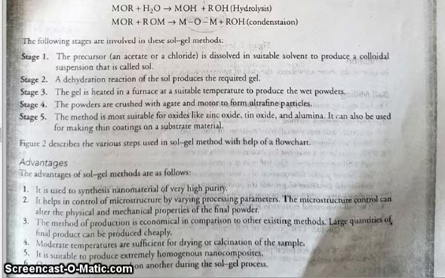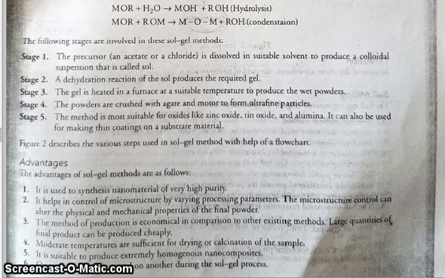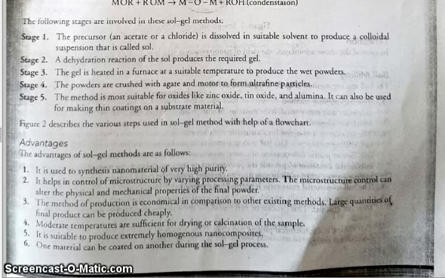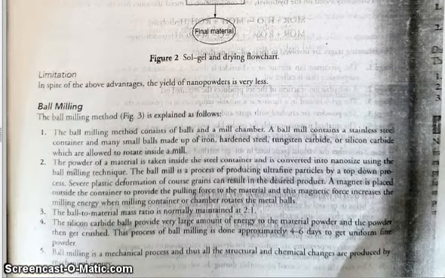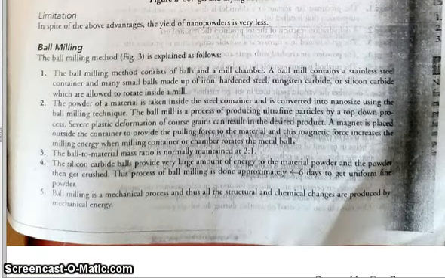Then moderate temperatures are sufficient for drying and calcination. Then it is suitable to produce extremely homogeneous nanocomposites. Then one material can be coated on another due to the sol gel process, right? These are some of the advantages of the sol gel method. Another method for synthesis of nanomaterials is the ball milling method.